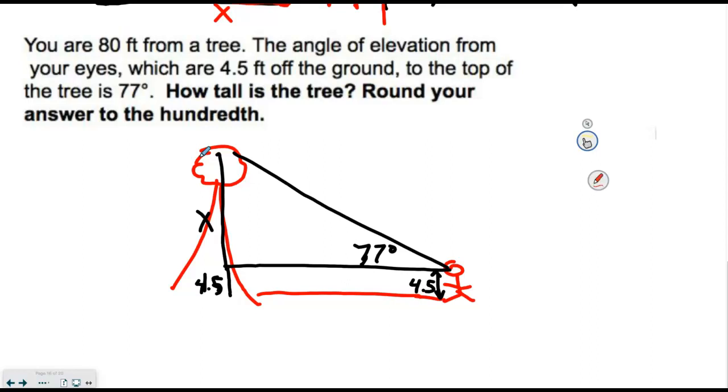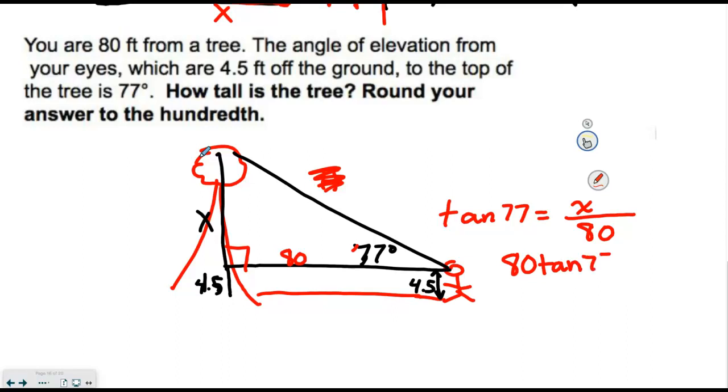It said I'm 80 feet from the tree, so that's this side down here. My right angle, my hypotenuse, is not going to be a part of this problem. Another tangent question. A lot of these are. So I have the tangent of my 77 degree angle equal to the opposite side over the adjacent side. Opposite that angle is the x, adjacent or next to it is the 80. The hypotenuse is not used in this problem. So I multiply both sides by 80. The only thing I have to keep in account is that I started this at a 4.5 foot eye level.